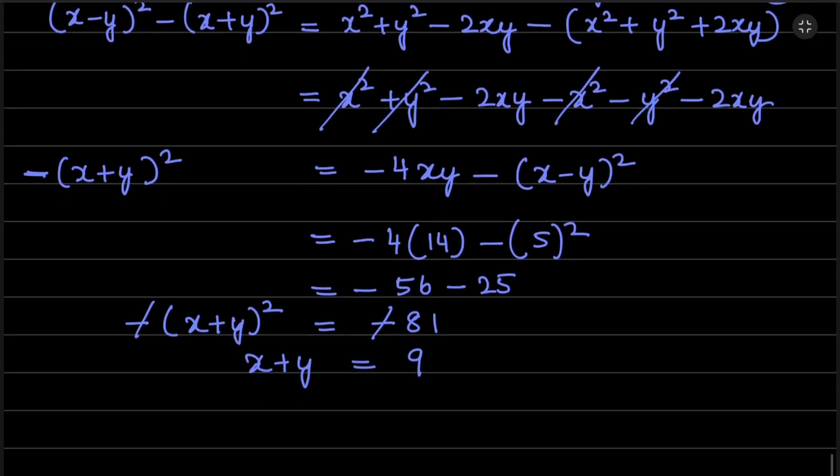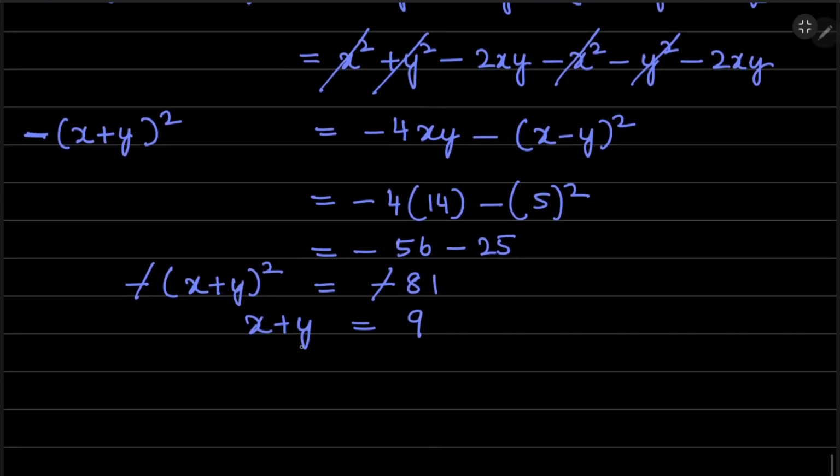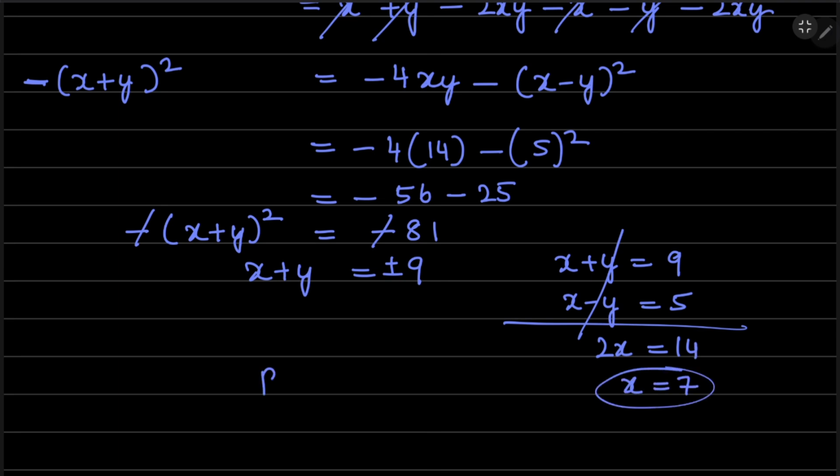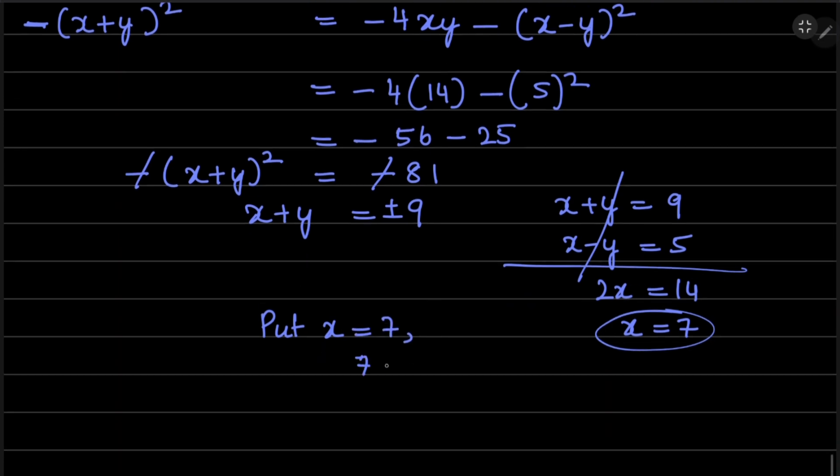Now, if x plus y equal to 9, what is x minus y? So we know that x plus y equal, you can do it with plus 9 and minus 9, okay, plus or minus 9 because you're taking the square root. So if x plus y equal to 9, what is x minus y? 5. x minus y equal to 5. Just solve it. y gets cancelled. So 2x equal to 14. x equal to 7. Okay, so you can put x equal to 7 in any one of the equations. So what do you get here? 7 plus y equal to 9, or y is equal to 9 minus 7, which is 2.